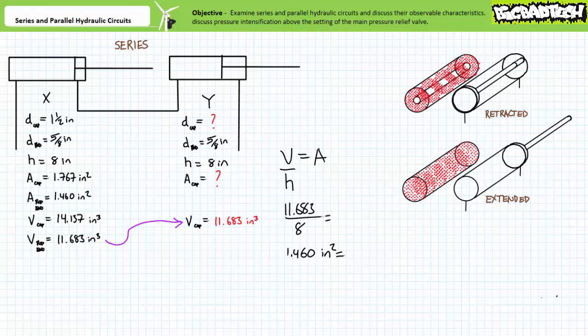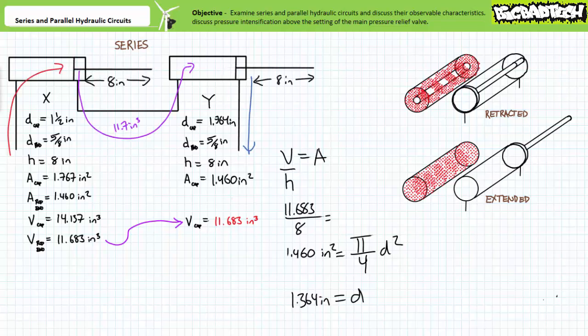Given this is to be fully circular rather than ring-like, we can substitute this area value into the circular area formula and solve for diameter. Doing so yields a cap end diameter for our new cylinder Y of approximately 1.364 inches. Check your work. A cylinder with a diameter of 1.364 and a height of 8 inches does in fact have a volume of approximately 11.7 cubic inches.